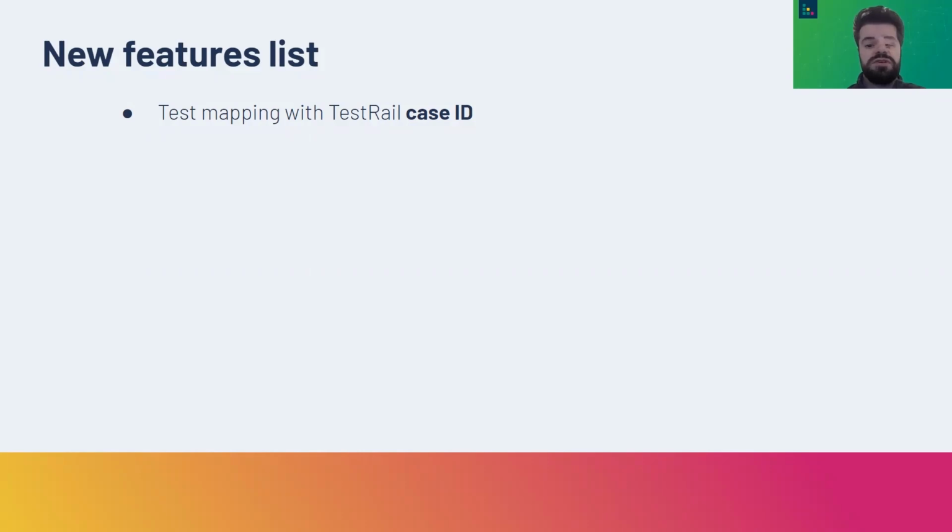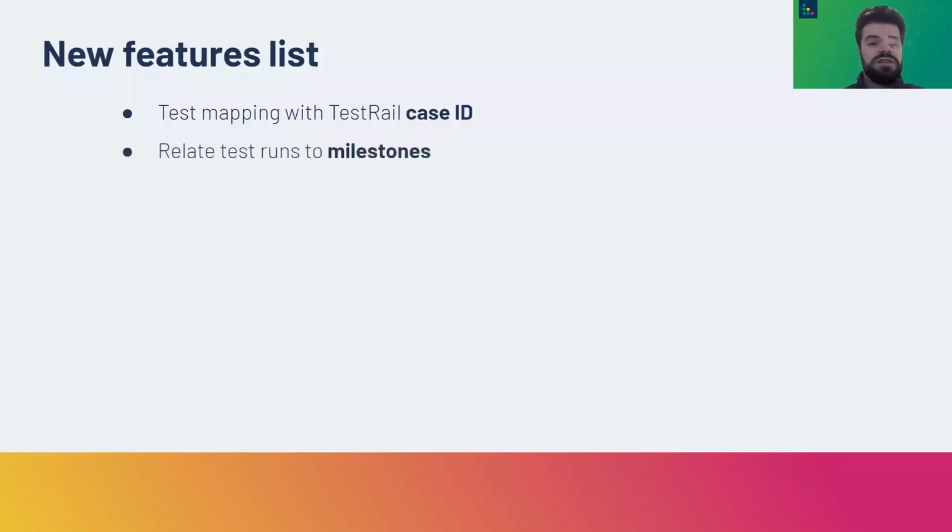So you create your test cases in TestRail first. Maybe you already have a project that's filled with test cases, and you just want to map them to your test automation suite. So you just grab the case ID from TestRail and you add it in your code, and then the results are mapped to that test case that already exists in TestRail.